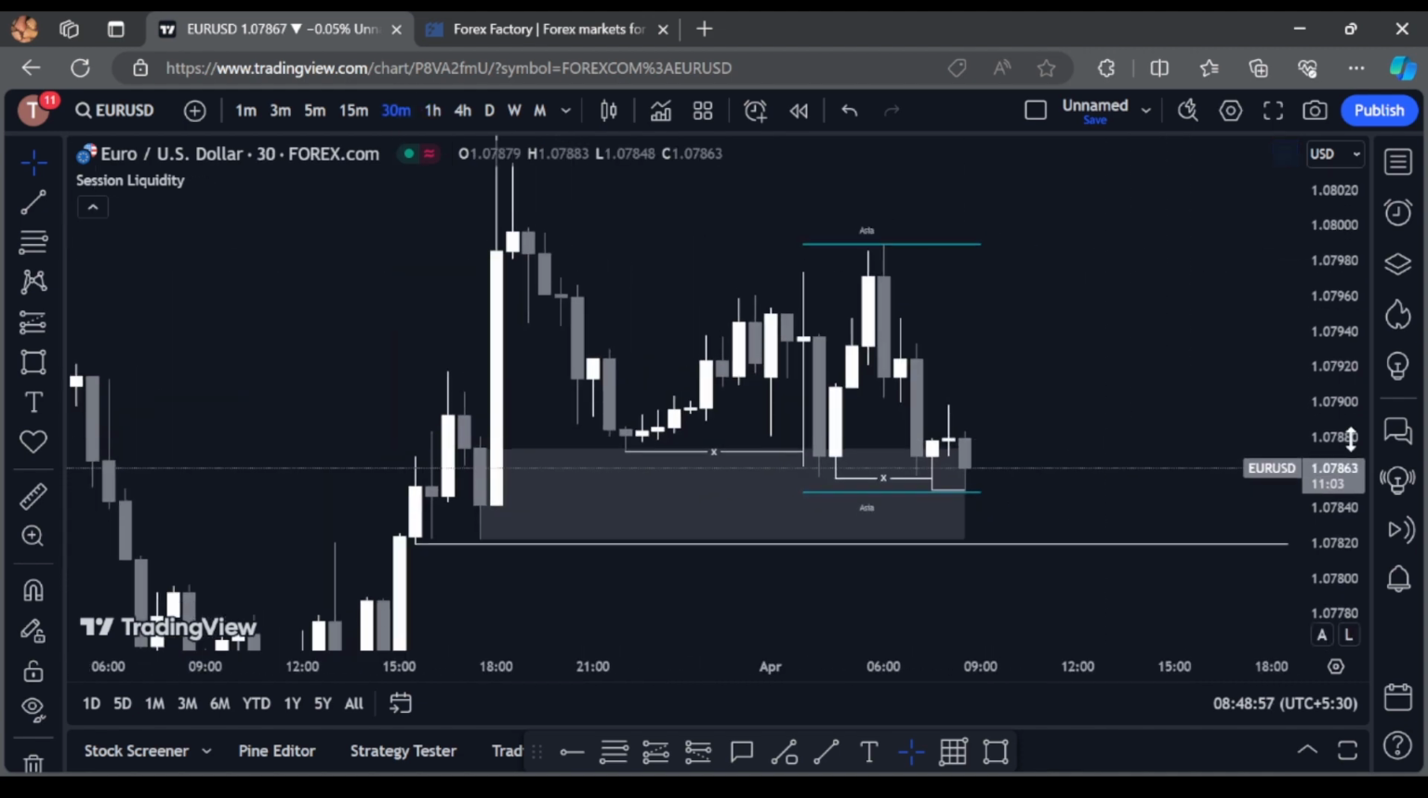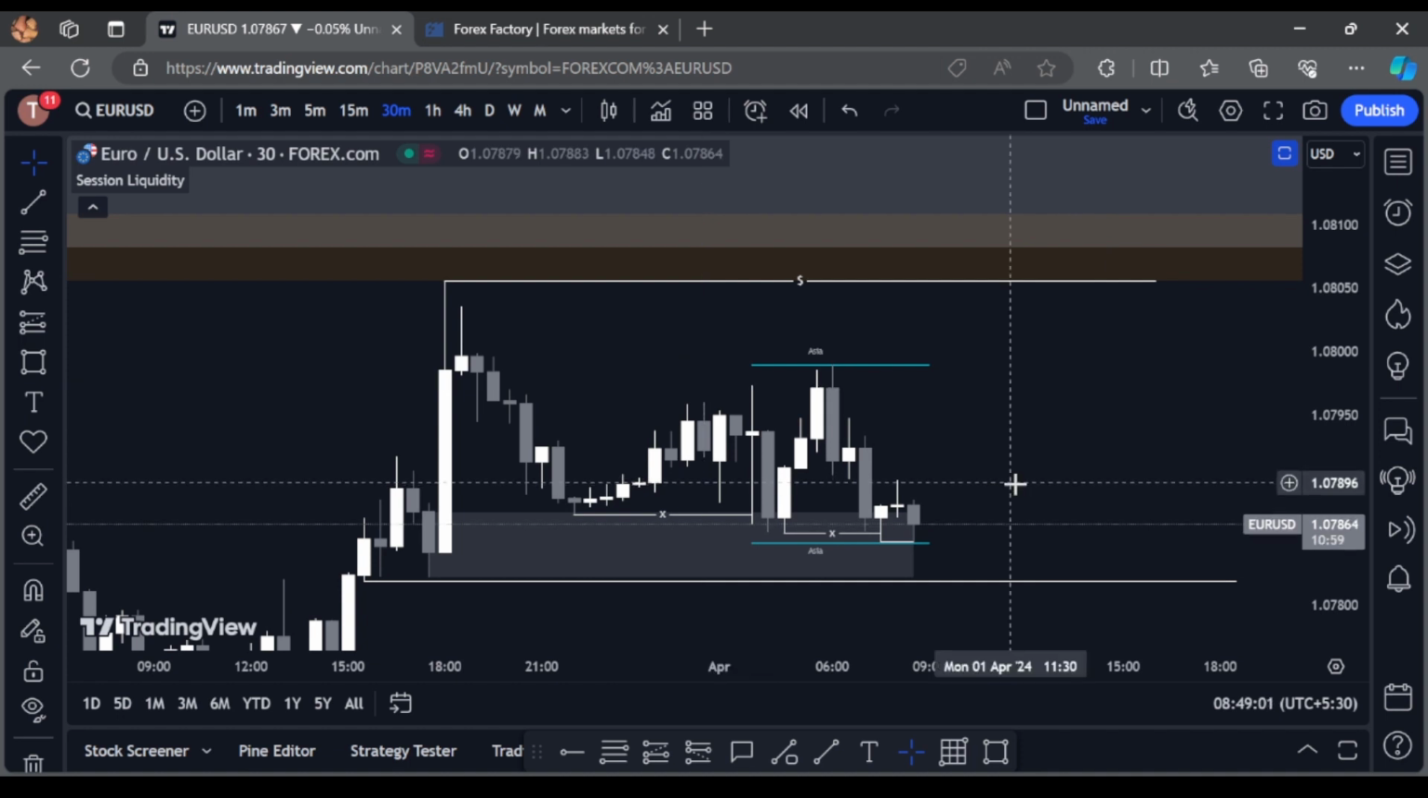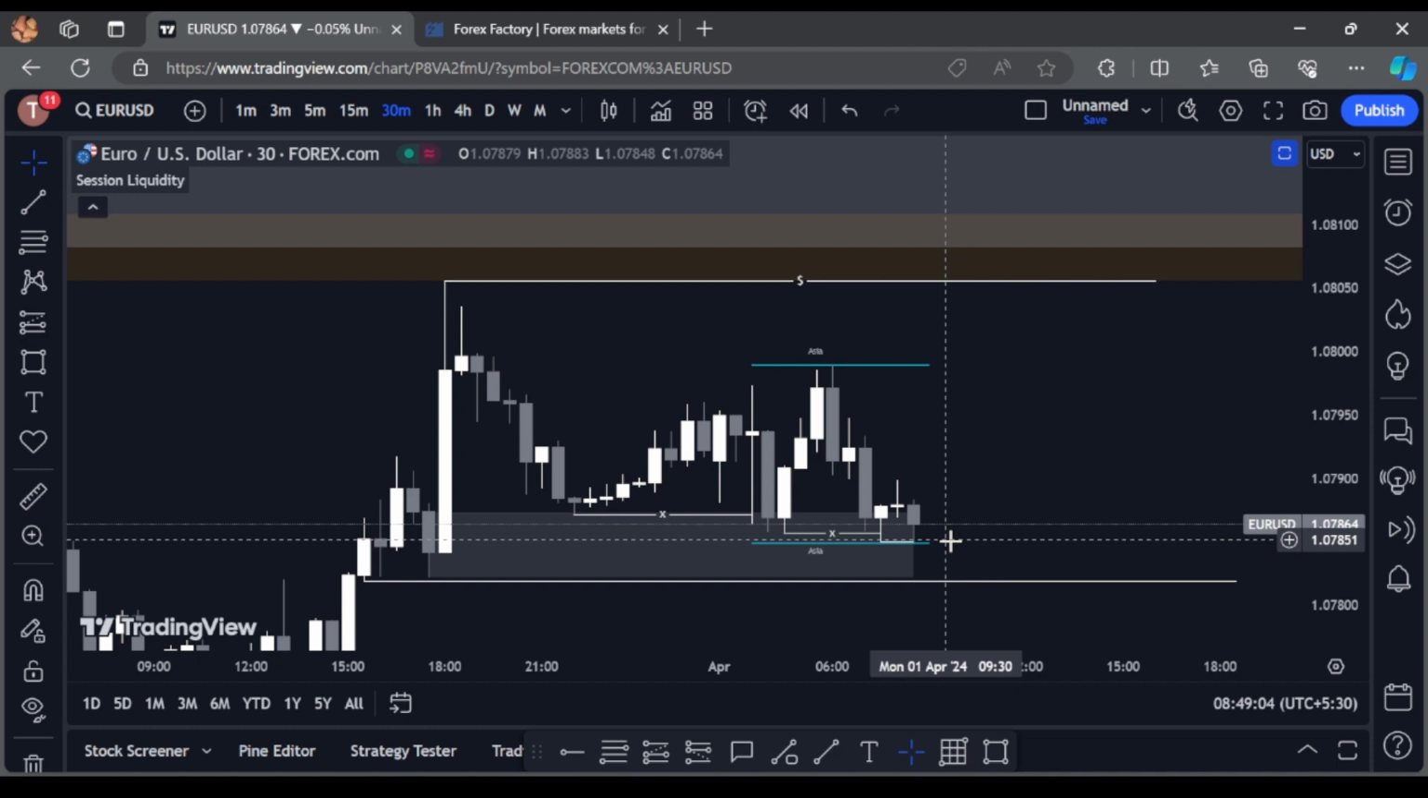This is the 30-minute chart and we are into the Asia session. I'm anticipating the price to take the Asia session's low into the London session and then move into the upside direction.